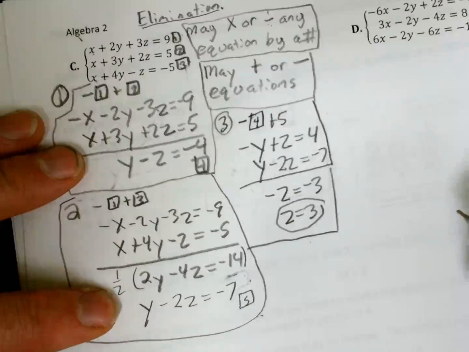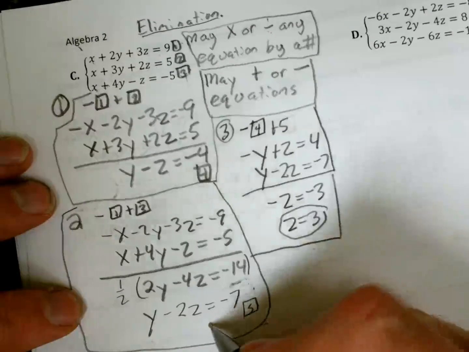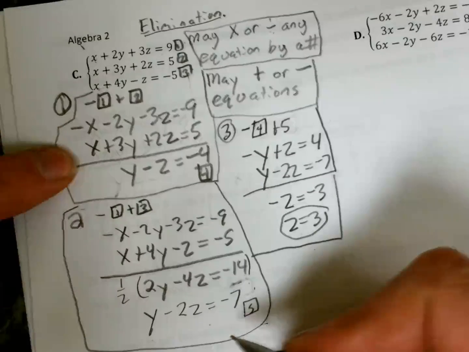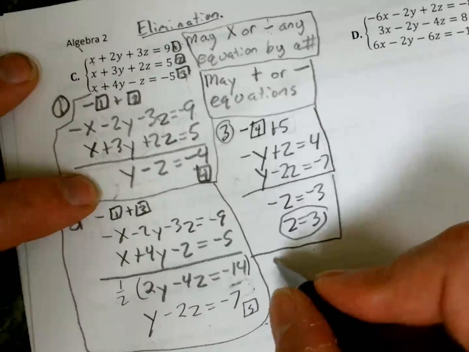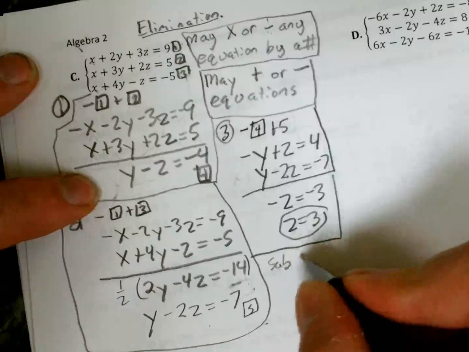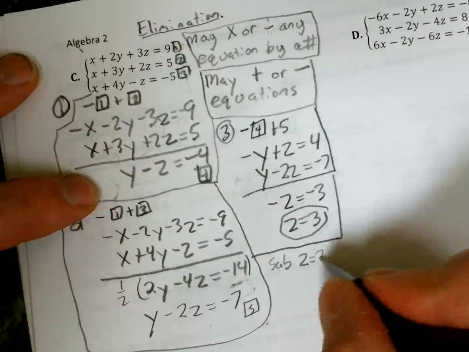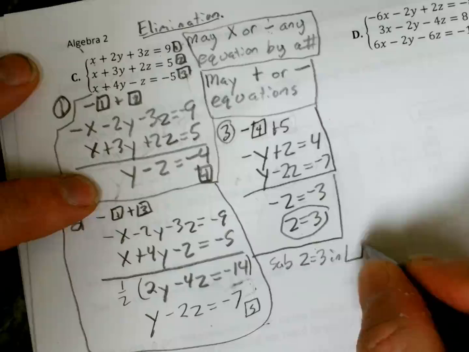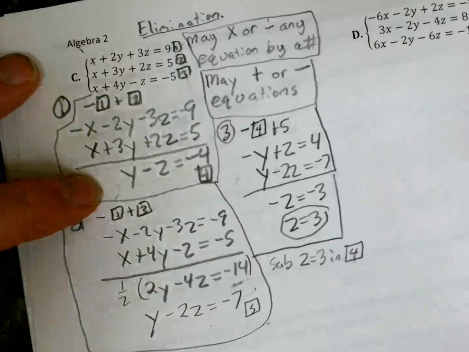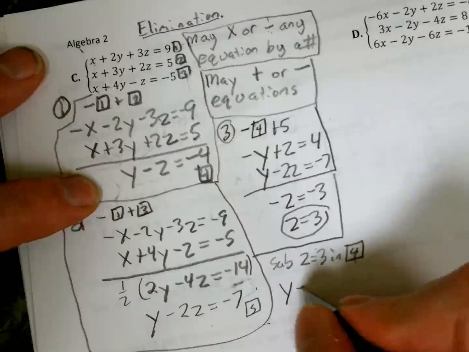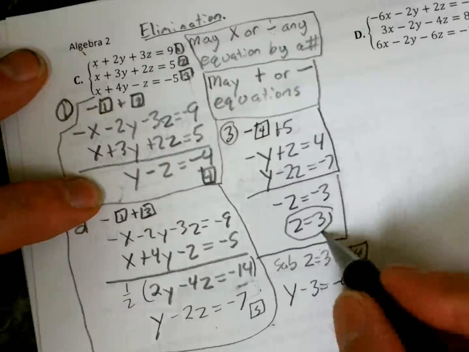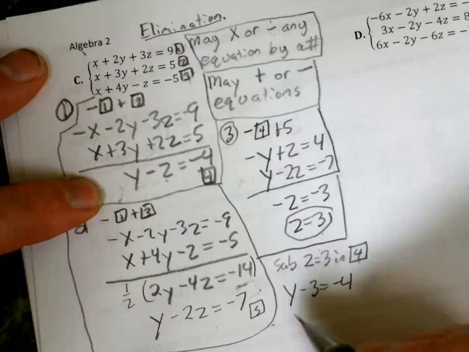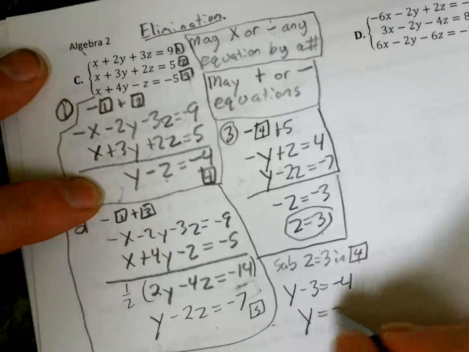All right, and then I'm going to take this z and plug it in here. Or maybe even here. It doesn't matter which one. Let's plug it in this one. So we're going to plug it into equation 4. Now I'm going to say sub z equals 3 into equation 4. So here we go. So I've got y minus 3 equals negative 4, and that's plugging that z into this equation right here. And that gives us y equals negative 1.